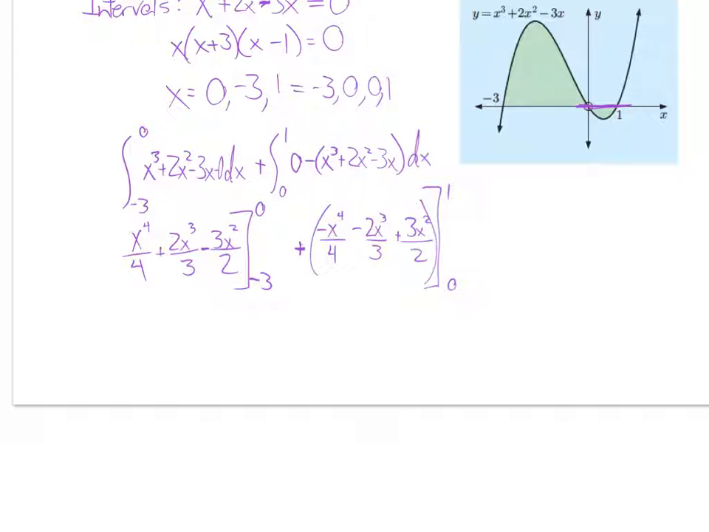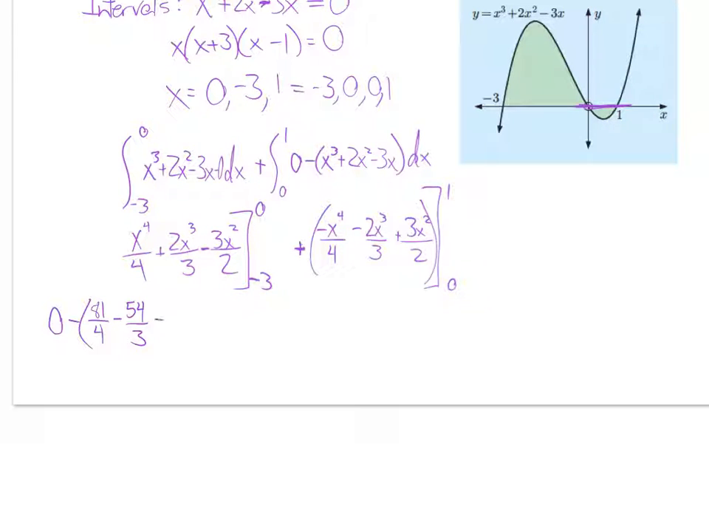When this first one equals 0, that's just 0, because all the numerators will be 0. So it's 0 minus, now let's see what we get when you have a -3. -3 to the 4th is 81, so 81 over 4. -3 cubed is -27, so that's going to be -54 over 3, which is 18. Okay, that is 18.